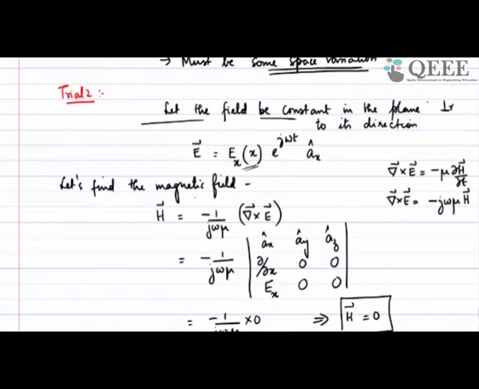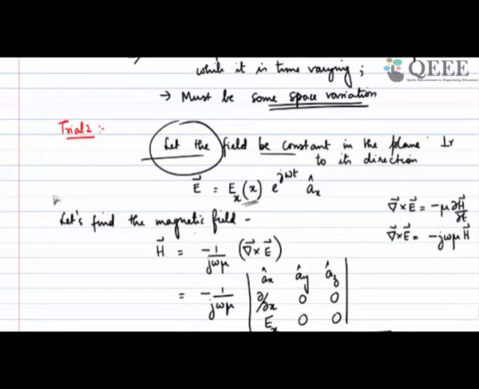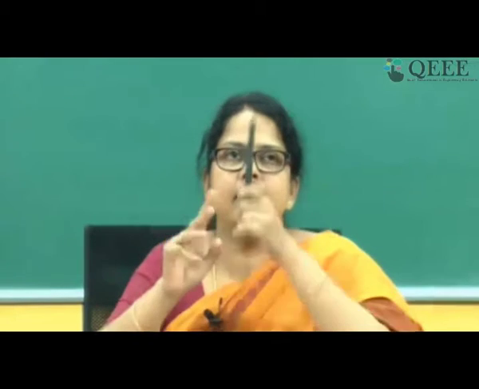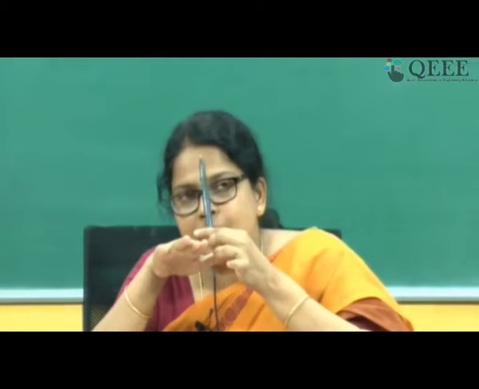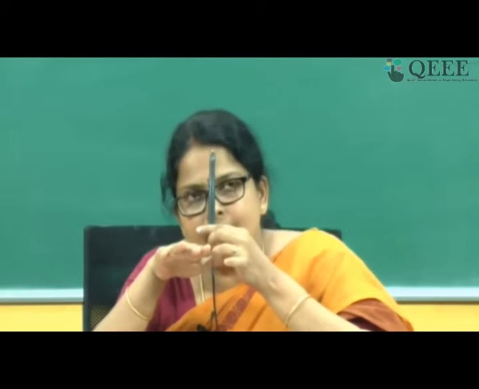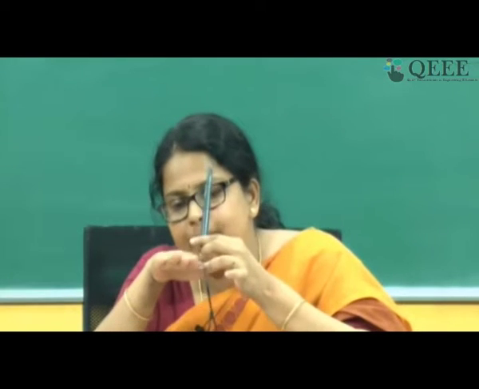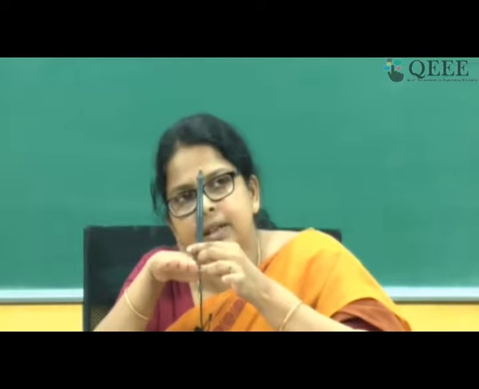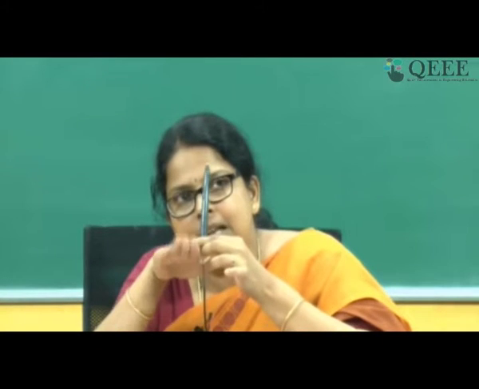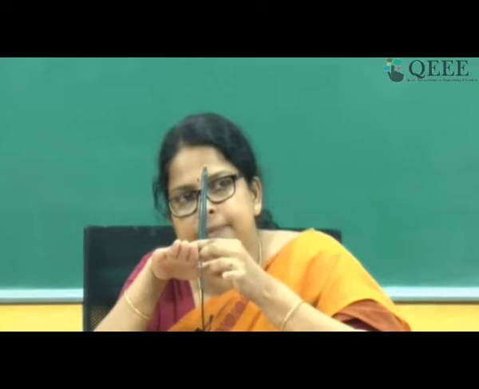This implies that this assumption, that let the field be constant in a plane perpendicular, is wrong, which means I can never have an electric field such that it is constant in a plane perpendicular to its direction. If it has to satisfy wave equation, if it has to satisfy Maxwell's equation, it can never be constant in this plane. If the electric field is pointing in this direction, it must have some variation in this plane. That's what it means.